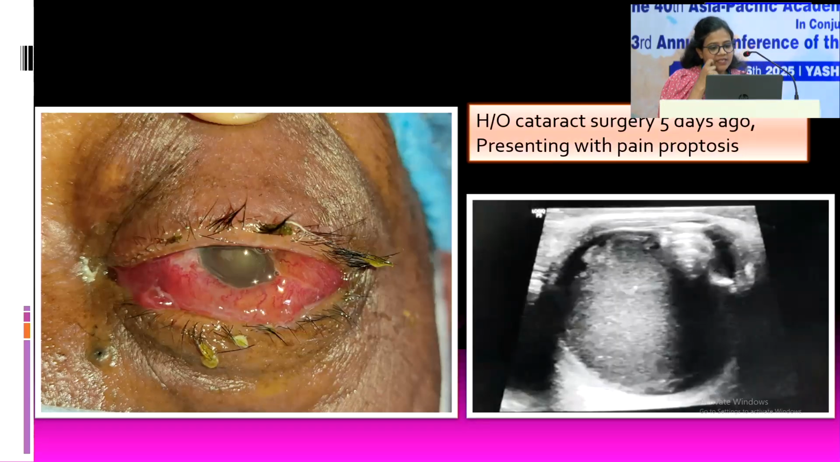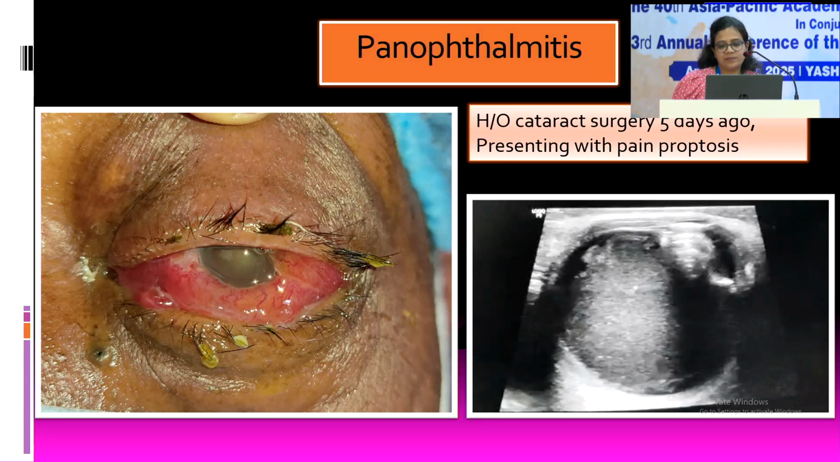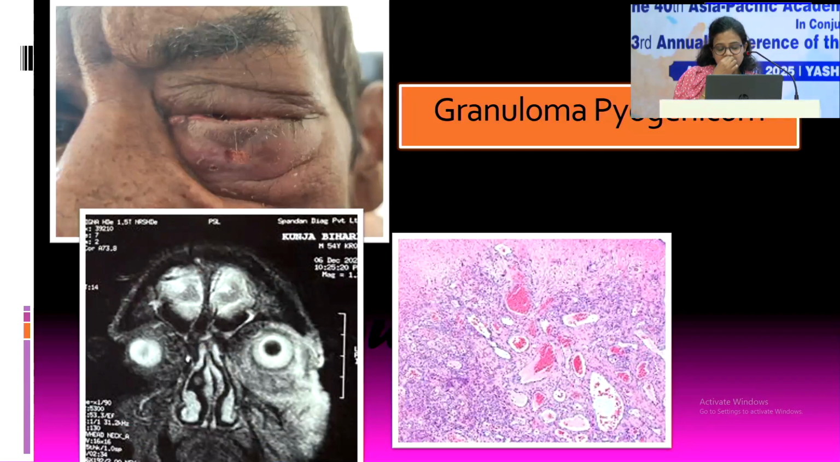This man, he's 80 years old. He had undergone cataract surgery a few days ago, and he presented to us with pain, proptosis, and restriction of eye movement. So this was a case of panophthalmitis. This was a unique case.